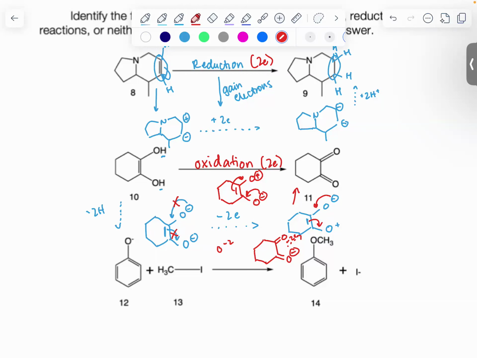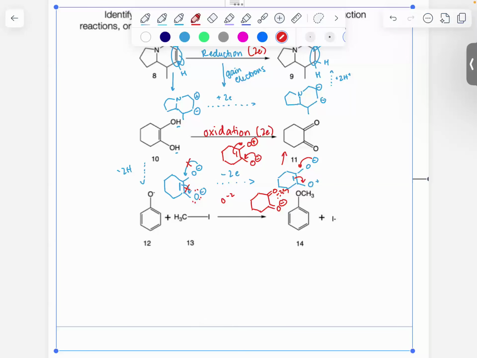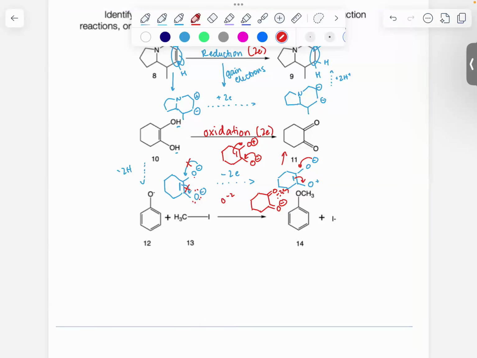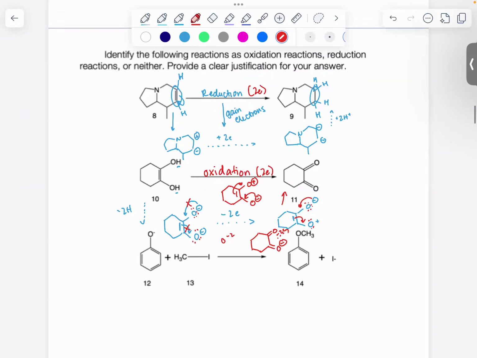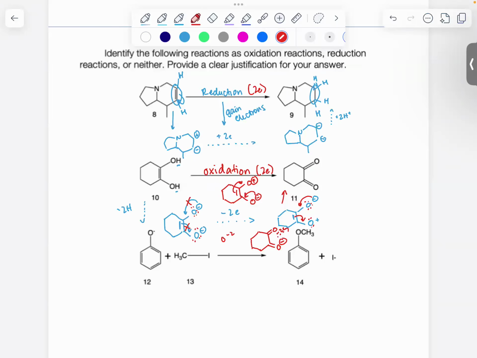Would it help if I drew the lone pairs in? Okay. Check your work by just counting the number of protons. Like going from here to here, there's more protons. More. Oh, this definitely is not sufficient. That might not always work.